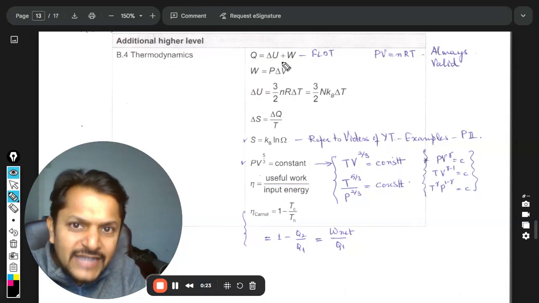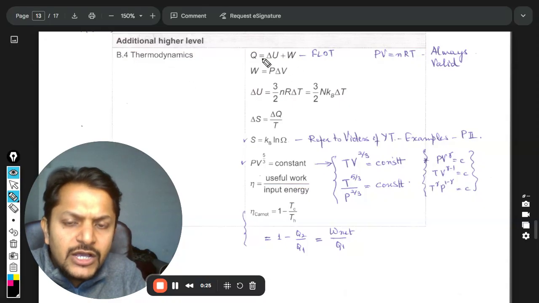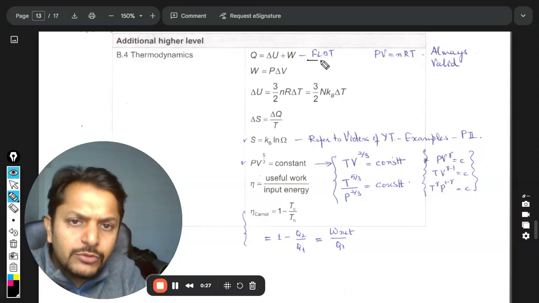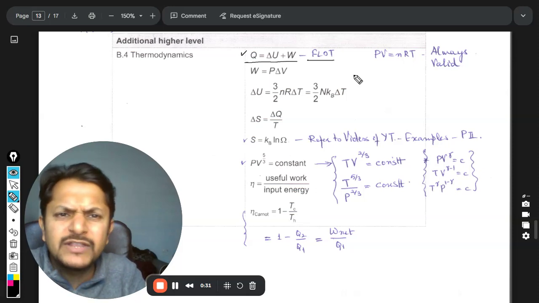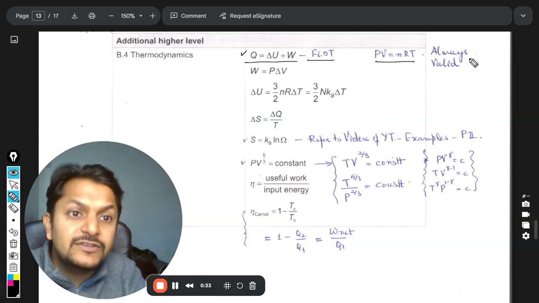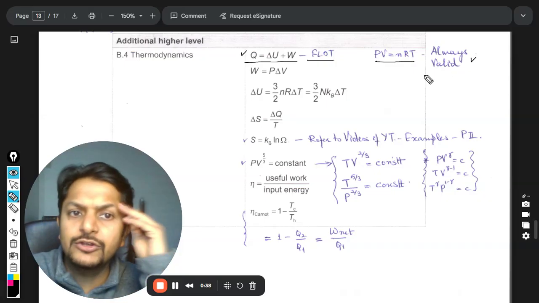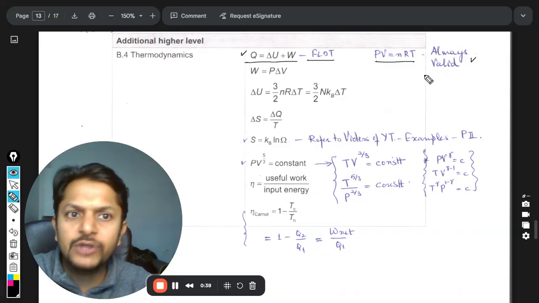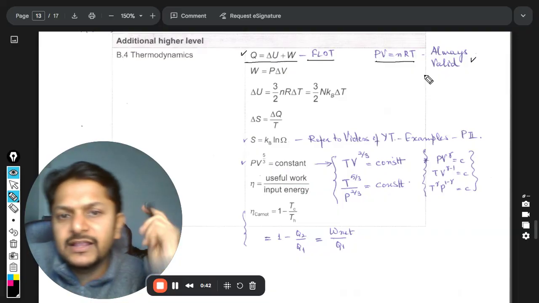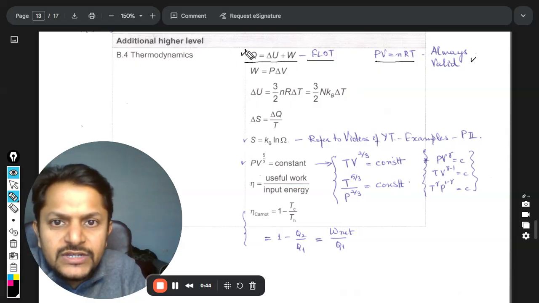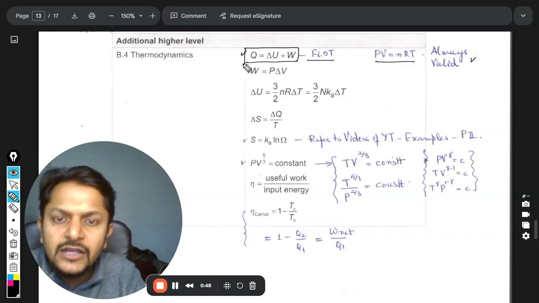So what is happening? Delta U plus W. This is the first law of thermodynamics, which is written in front of your screen. So very good, no problem with that. PV is equal to nRT is always a valid equation in the topic of thermodynamics. You have to keep that in your mind, that whatever be the question, PV is equal to nRT is always valid. This equation is valid for a process, not for the cycle.